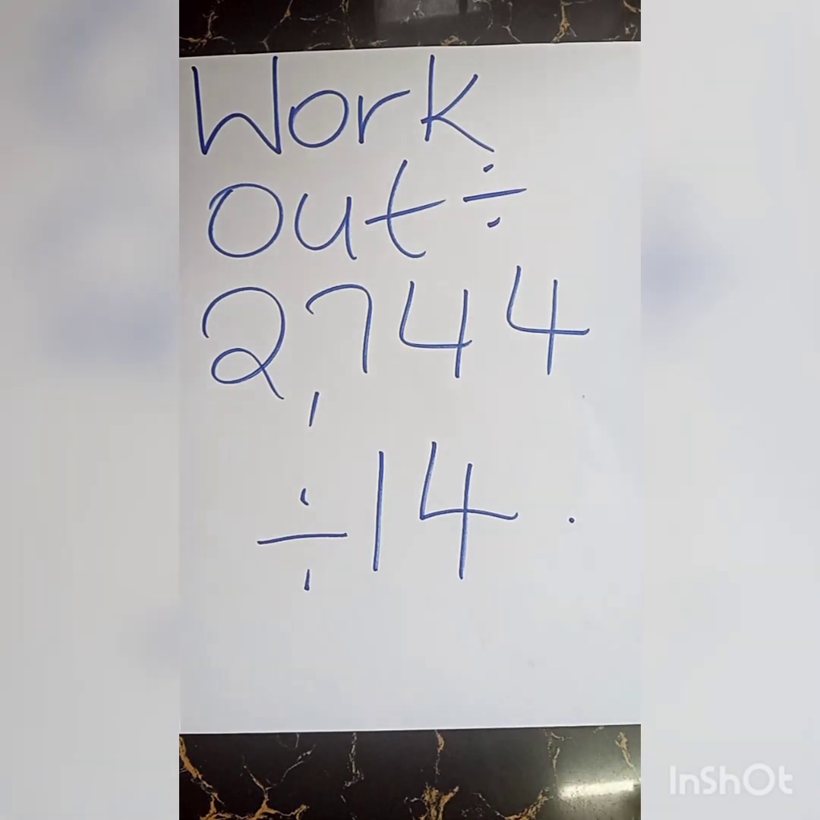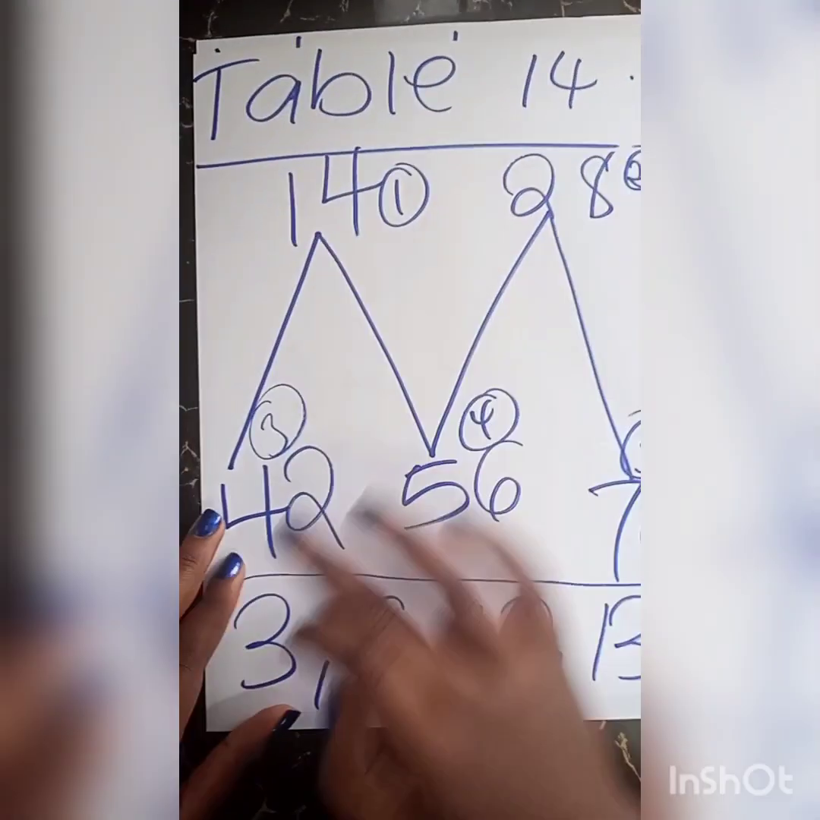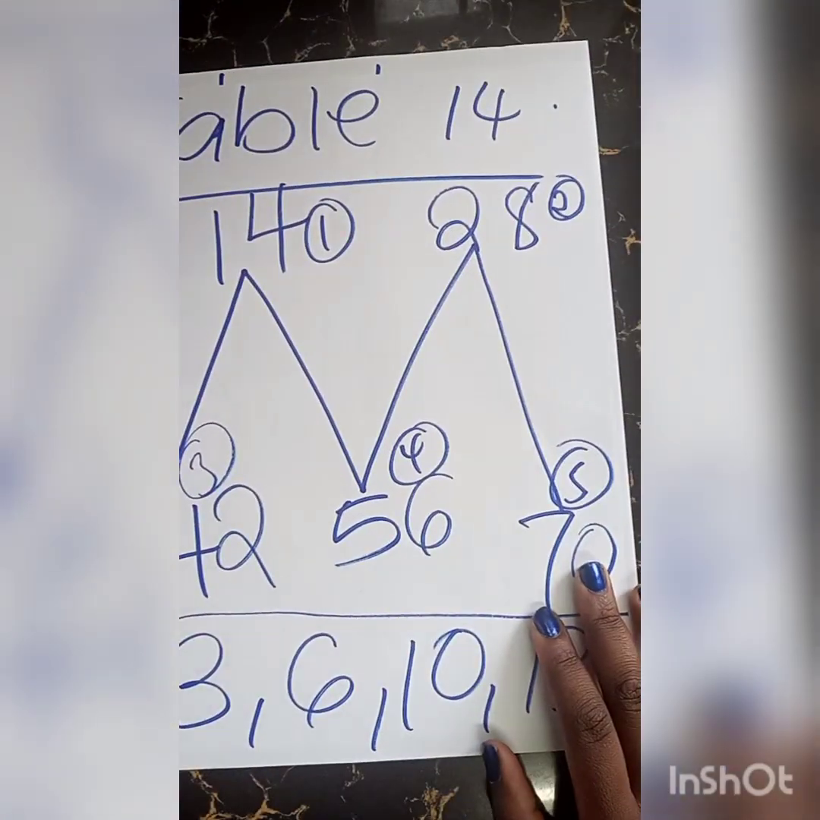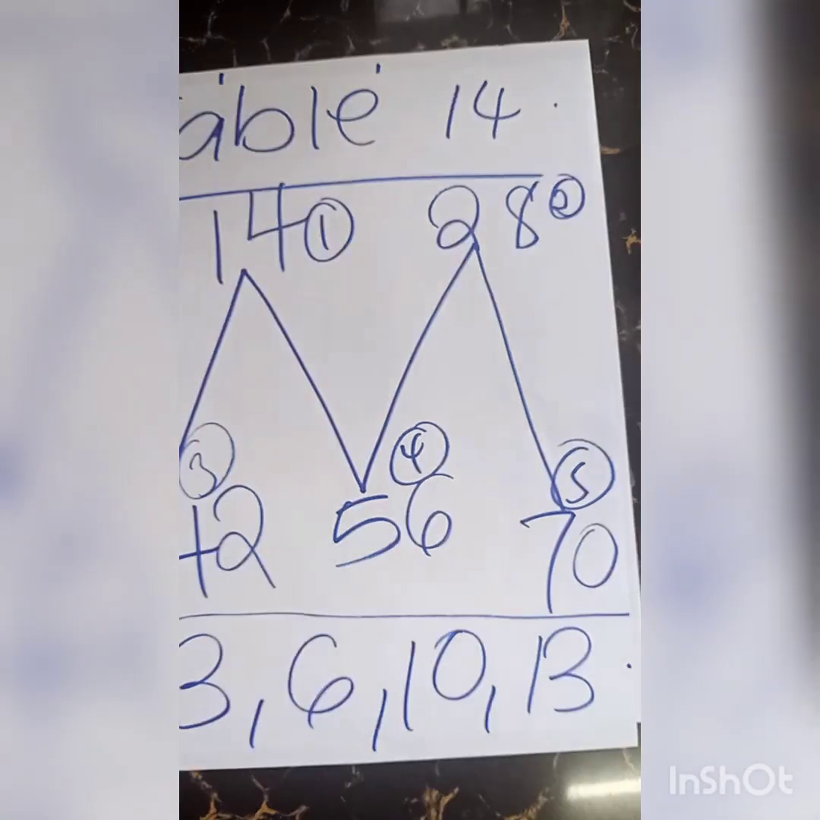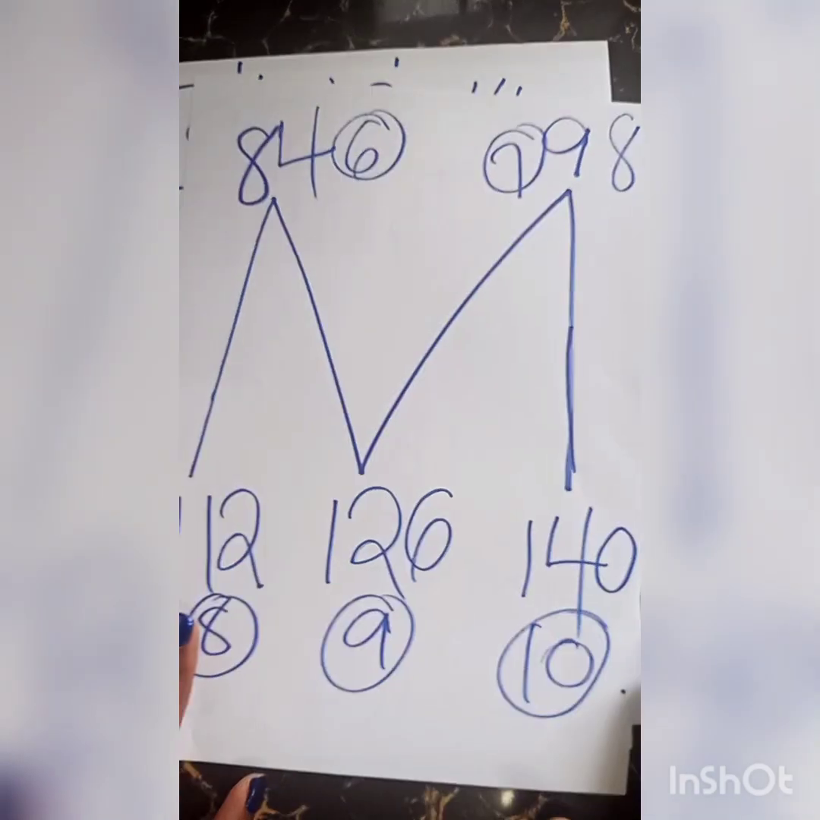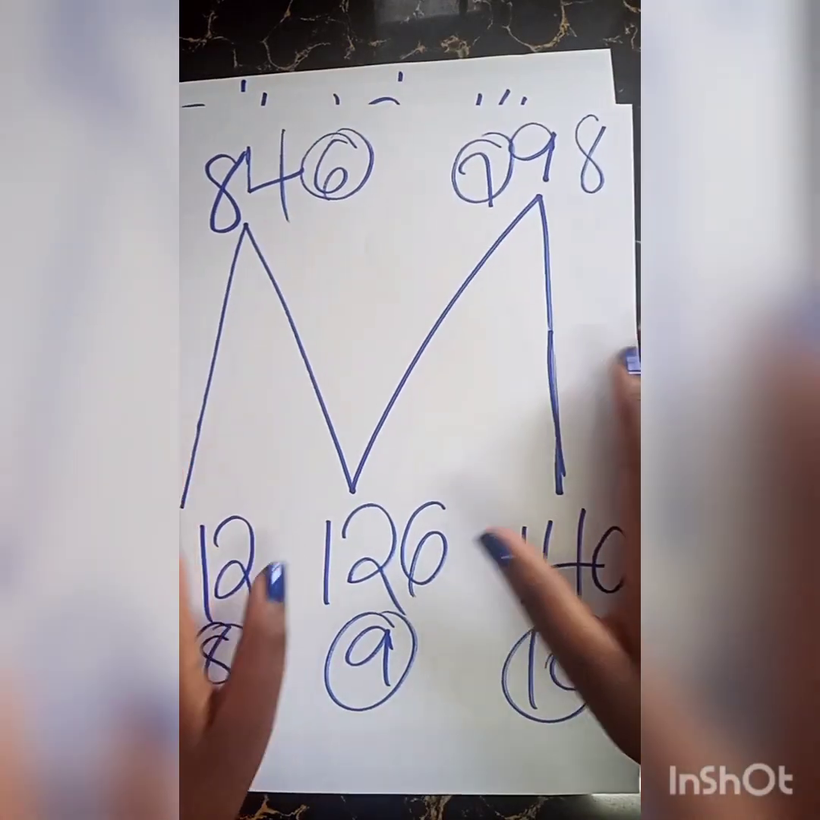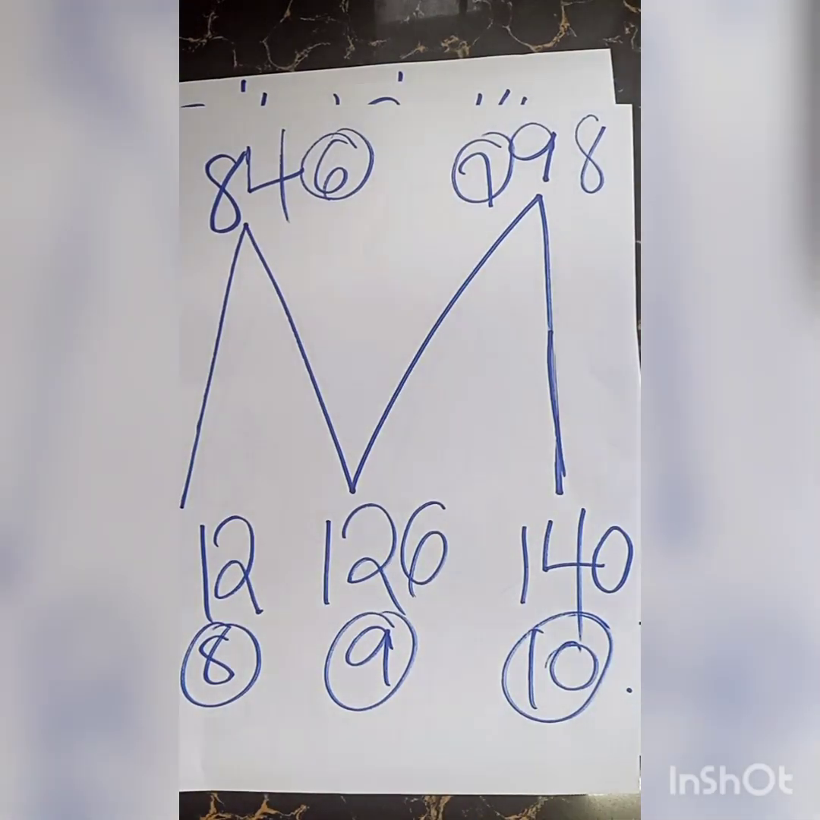Okay? So anytime you see a question like this, you should automatically know that you need to be conversant with table 14. And this is what you said about table 14. This is 14 times 1, times 2, times 3, times 4, times 5, times 6, times 7, times 8, times 9 and times 10. So now we can answer this question very, very easily. So let's answer this question together.